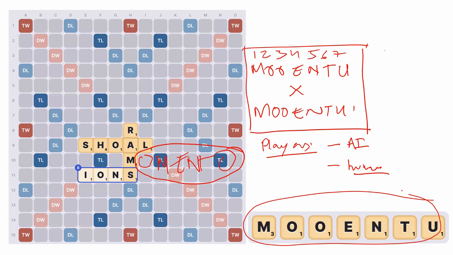So what happens to the board? So the board has tiles placed on it. That is certainly one thing. And who places the tile? The player places the tile.